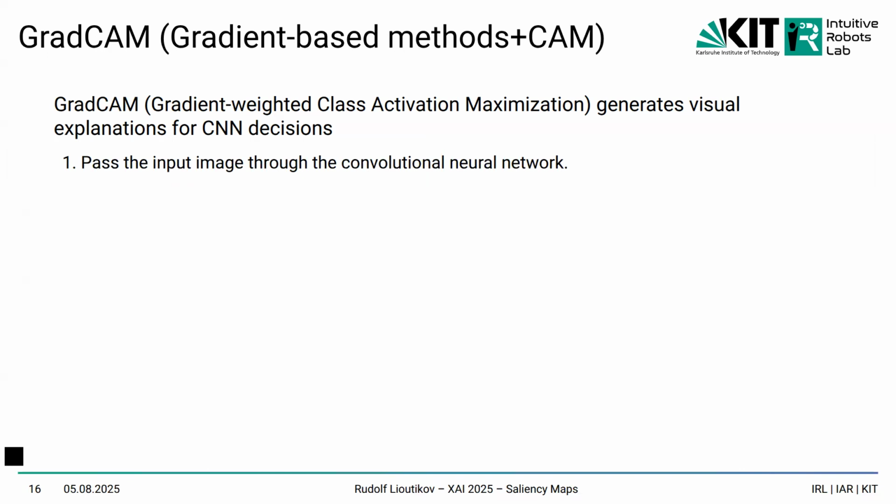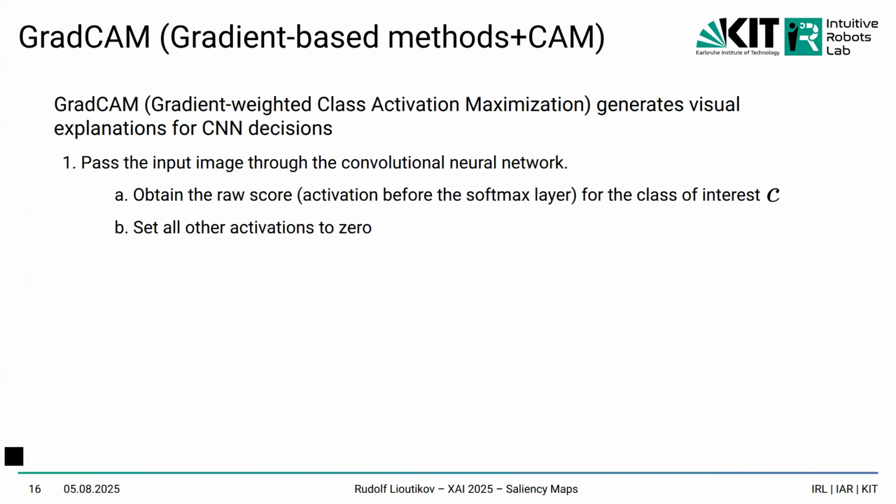I originally wanted to do an image on the blackboard. Let's see if we can improvise that somehow. But the idea is, let's go step by step. We pass the input through the convolutional neural network, and then we obtain the raw score at the very end, before we do the softmax, so the logit. We take that one for one particular class of interest. Same as for the pixel attribution, we're looking only at class C, and set all other activations to 0. So we basically only have this one and set everything else to 0.